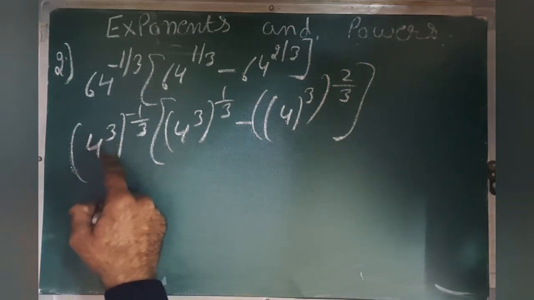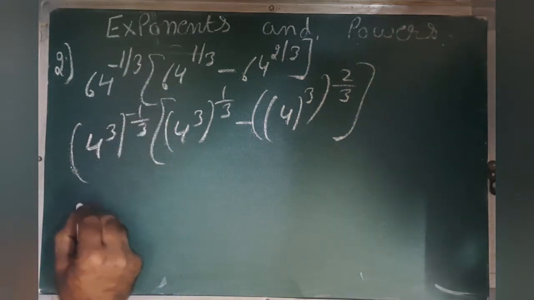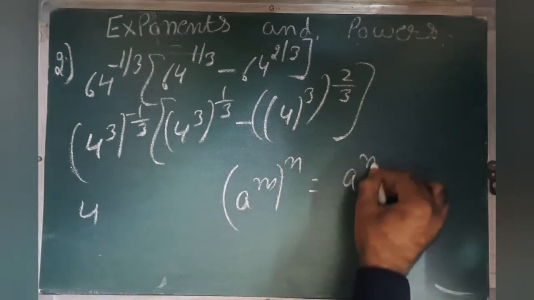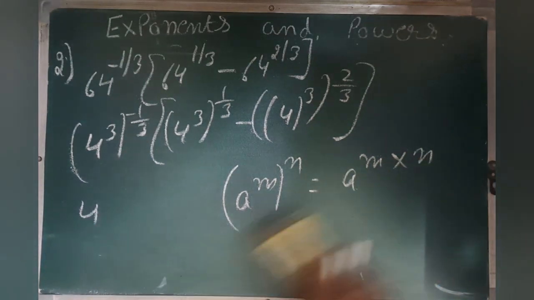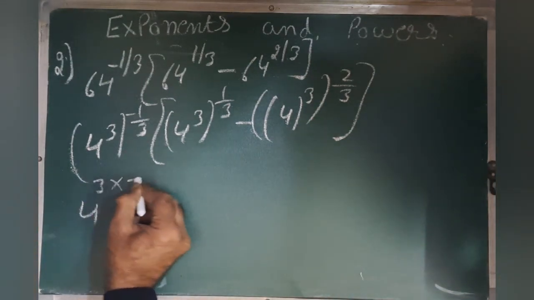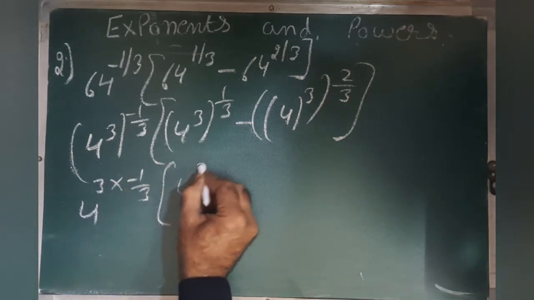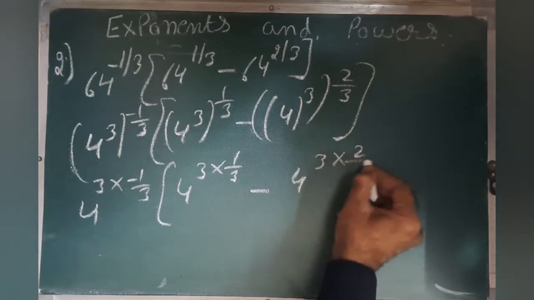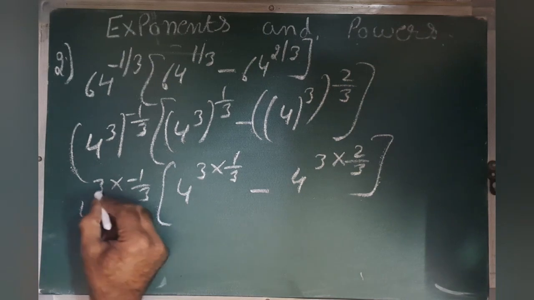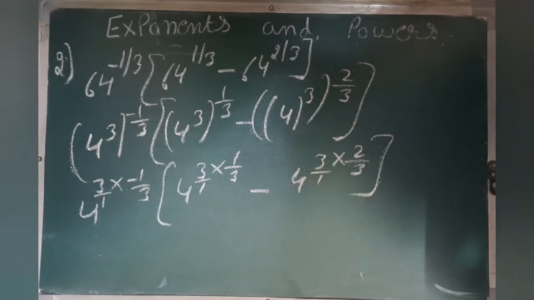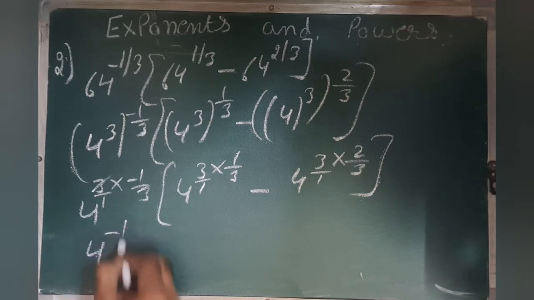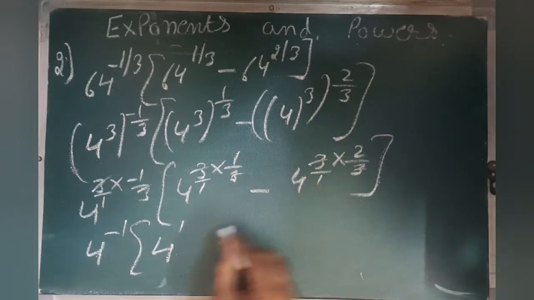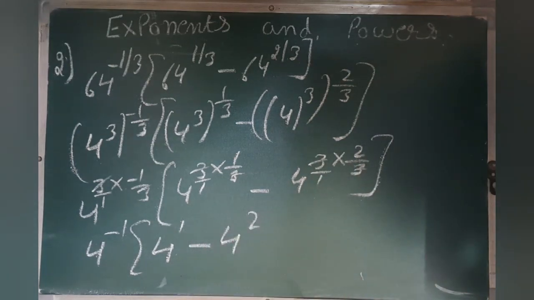Now again a power m, whole power is n, so we multiply m multiply n. So in this same case, 3 multiply minus 1 by 3, and here 4 power 3 multiply 2 by 3. Now we convert into fraction form. Now 3 with 3 cancel. Now 4 exponent is minus 1. Here 3 with 3 cancel. 4 power 1. Here 3 with 3 cancel. Now minus 4 power is 2.